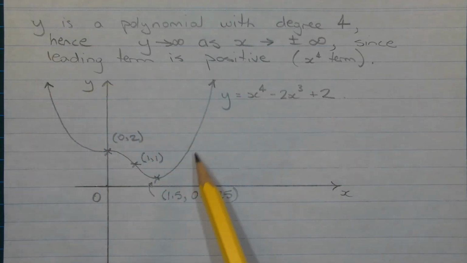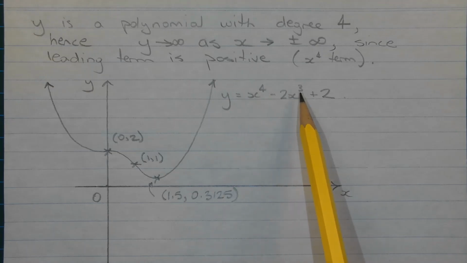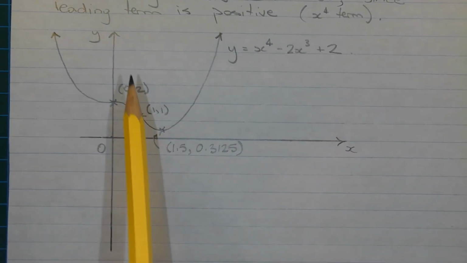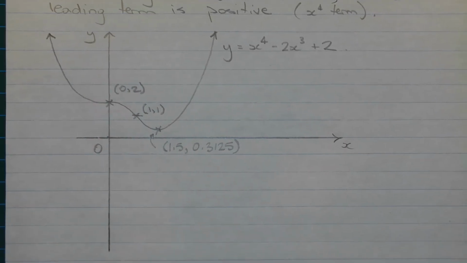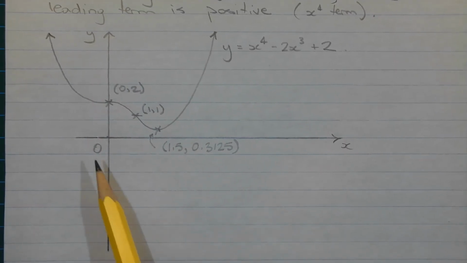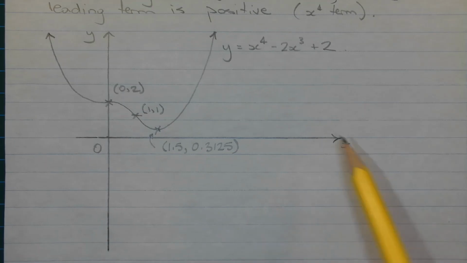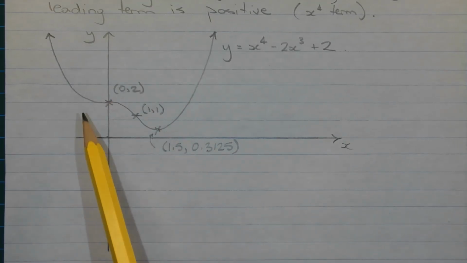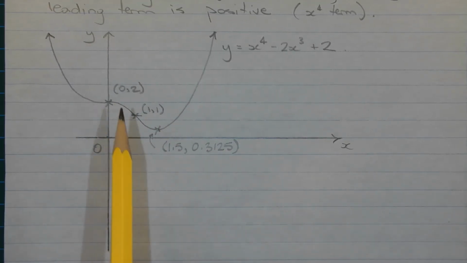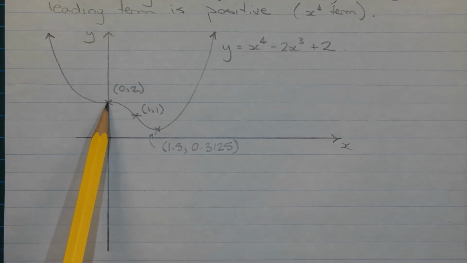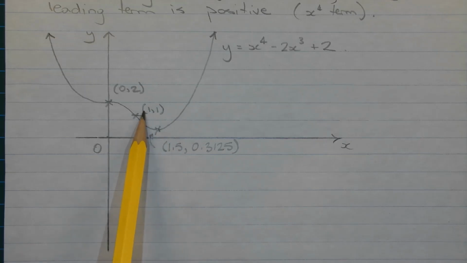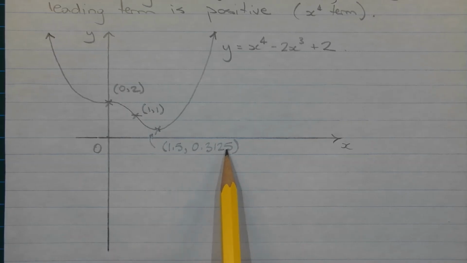So here is a sketch of the curve y equals x to the power of 4 minus 2x cubed plus 2. Draw the axes with a ruler. Try and make sure that the y-axis and the x-axis are perpendicular to each other. Clearly mark the origin, the x-axis and the y-axis, and I've marked in the 3 points that we found. So we have our horizontal point of inflection here at 0, 2, which is also the y-intercept. We have the other point of inflection at 1, 1, and we have the local minimum point at 1.5 or 3/2, 0.3125.